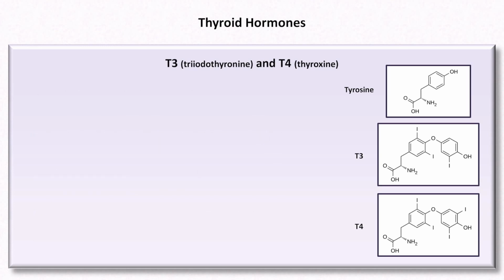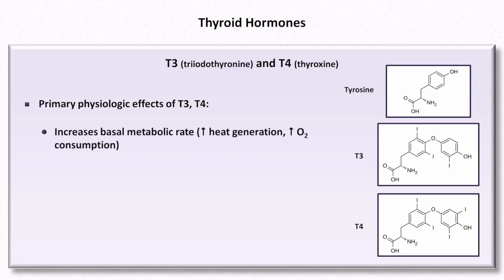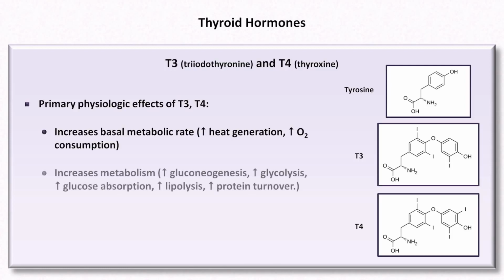What do T3 and T4 do? They have the greatest diversity of actions of any hormone. Their primary effects are first, to increase the basal metabolic rate, which results in increased heat generation and oxygen consumption. Second, they sort of rev up metabolism, specifically increasing gluconeogenesis, glycolysis, glucose absorption from the GI tract, lipolysis, and protein turnover. Next, they stimulate bone maturation and growth.